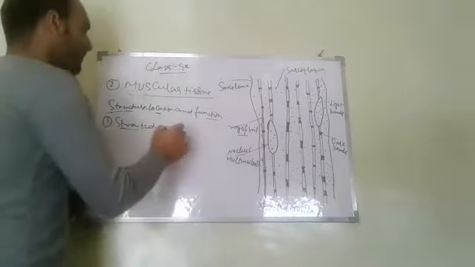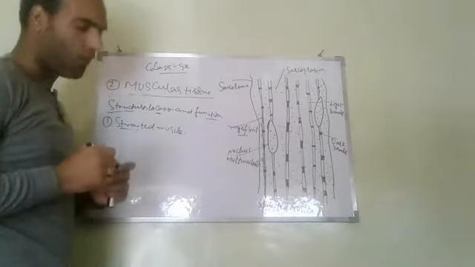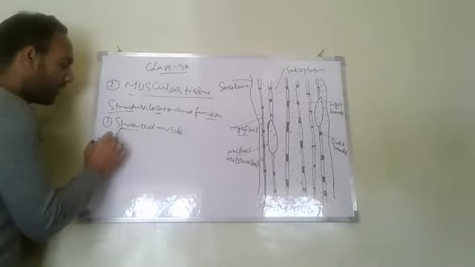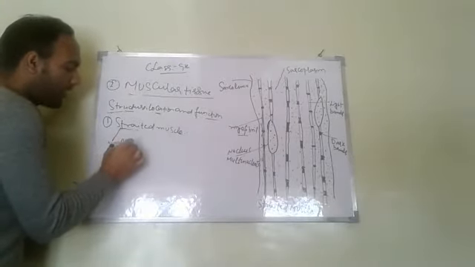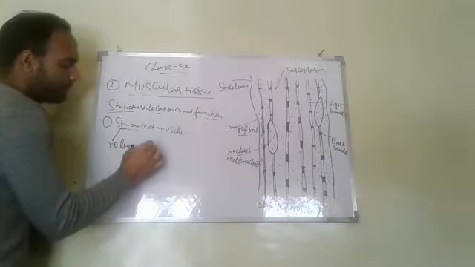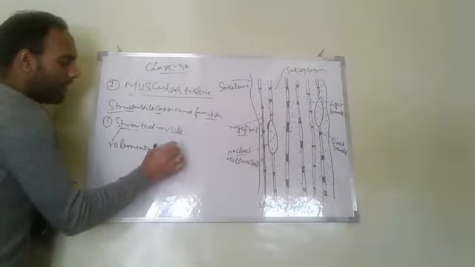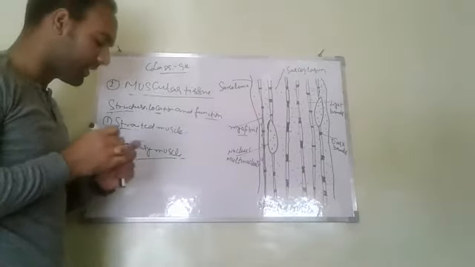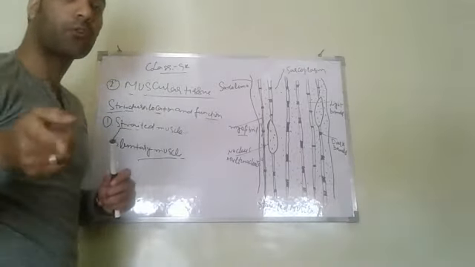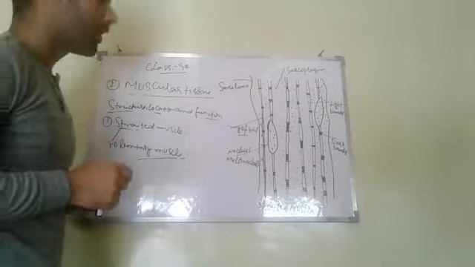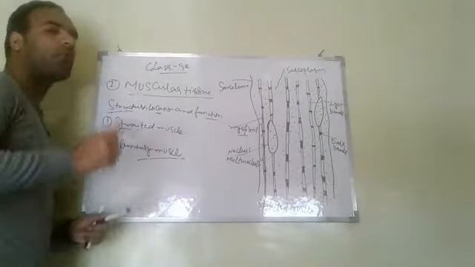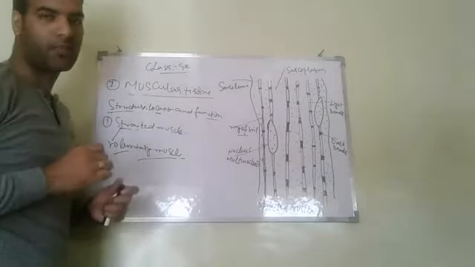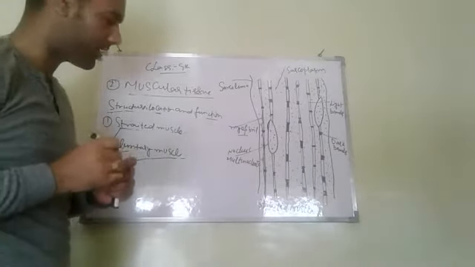Striated muscle is also known as voluntary muscle. Why is it known as voluntary muscle? Because this muscle works according to the will of an organism. That is why this muscle is known as voluntary muscle.